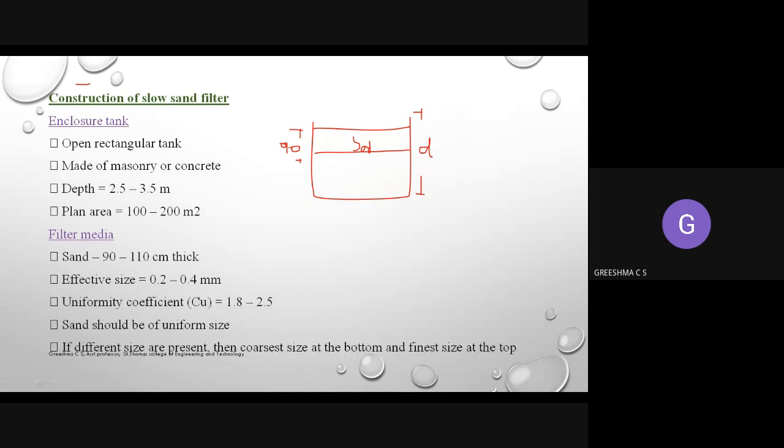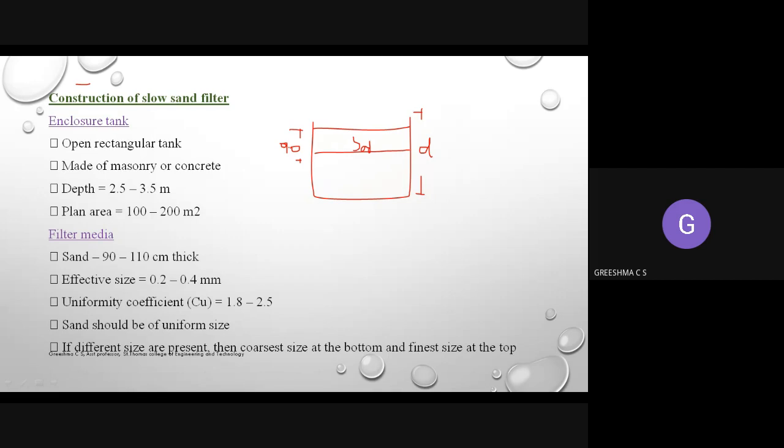Okay, so it is a different size. If different sizes are present, then the coarsest size should be at the bottom and the finest size at the top. If the sand is present in different sizes, then what we do is, you should use the coarsest size at the bottom. The largest size should be used at the bottom and the smallest size at the top.